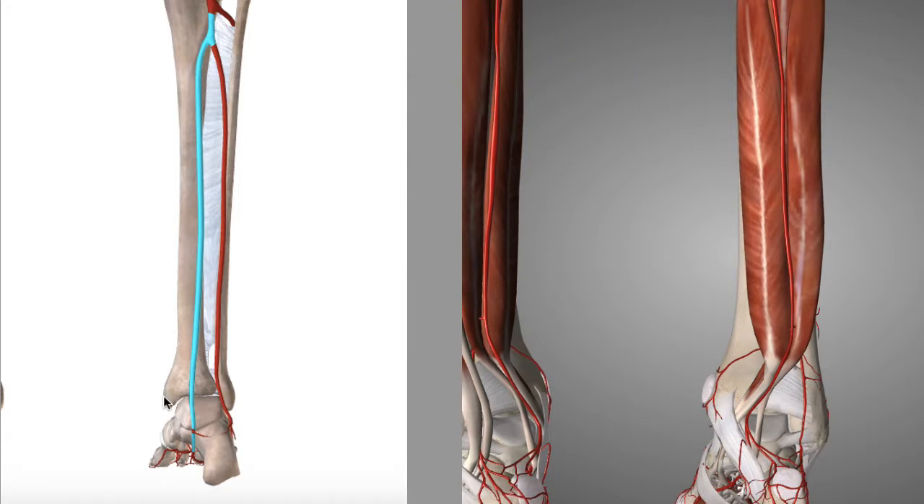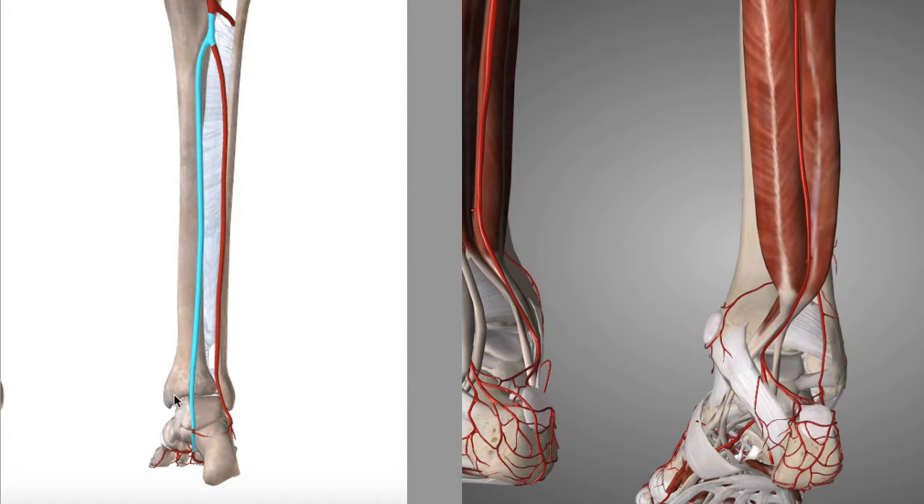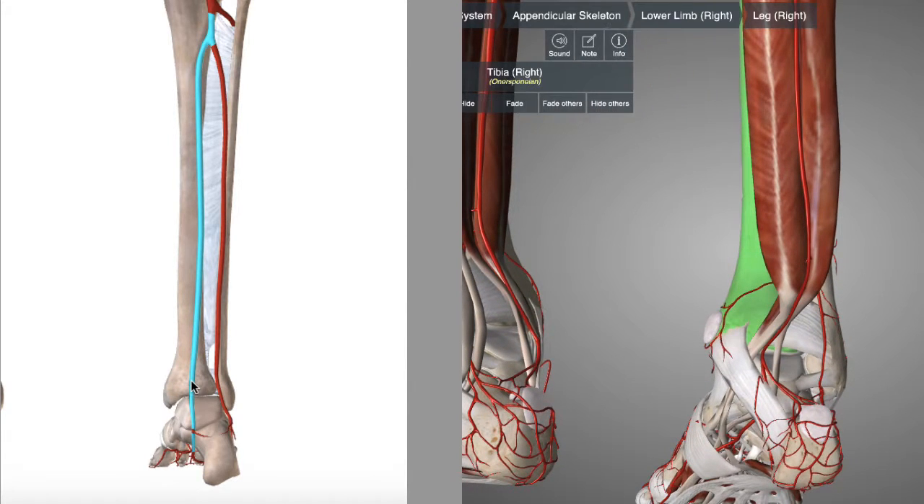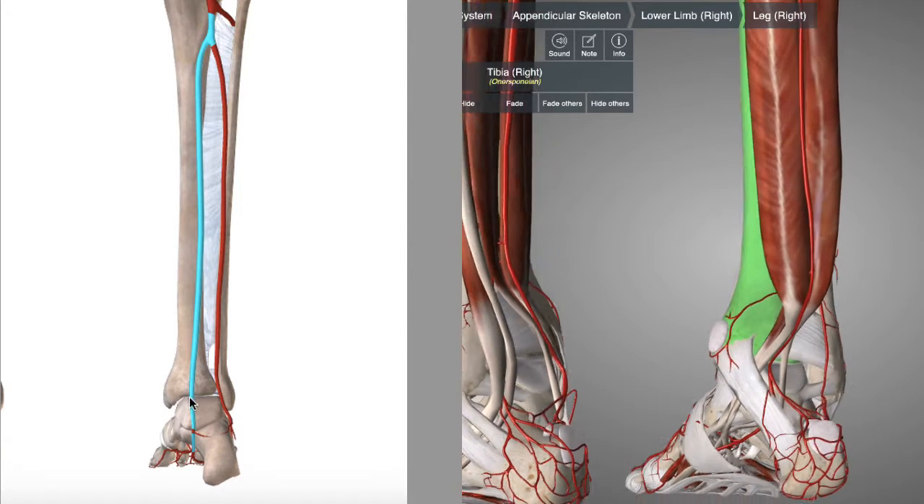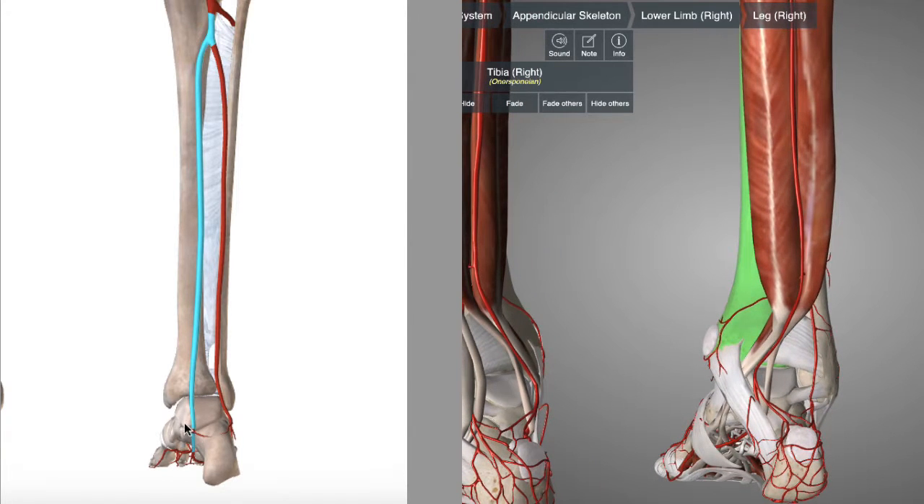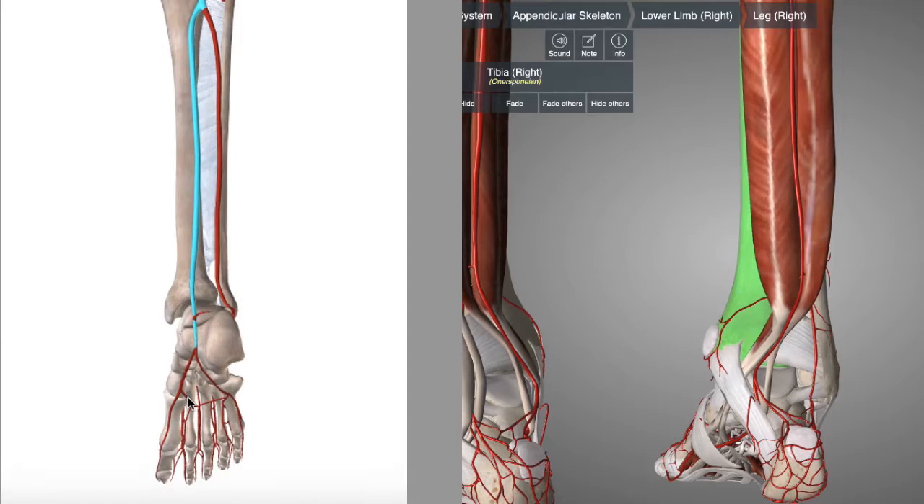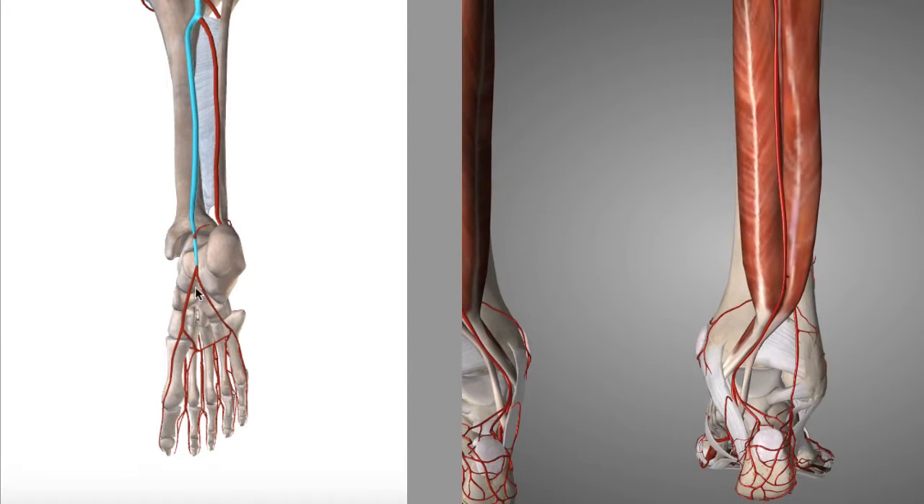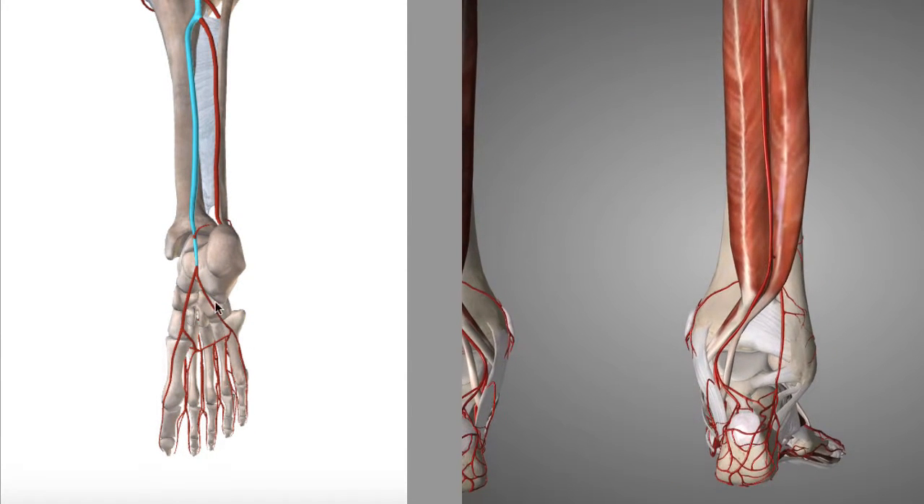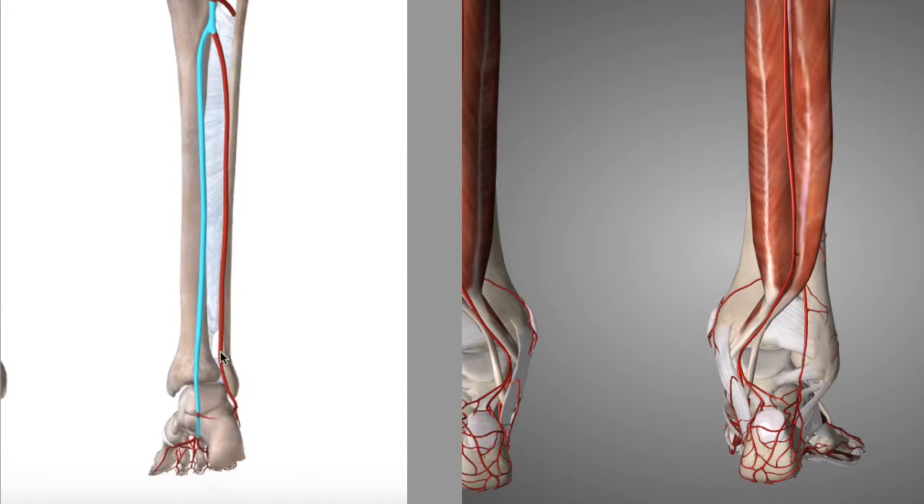In the lower part of the leg, the artery passes behind the medial malleolus, covered by skin and fascia, and may be easily palpated here. It terminates by dividing into medial and lateral plantar arteries, which supply the sole.